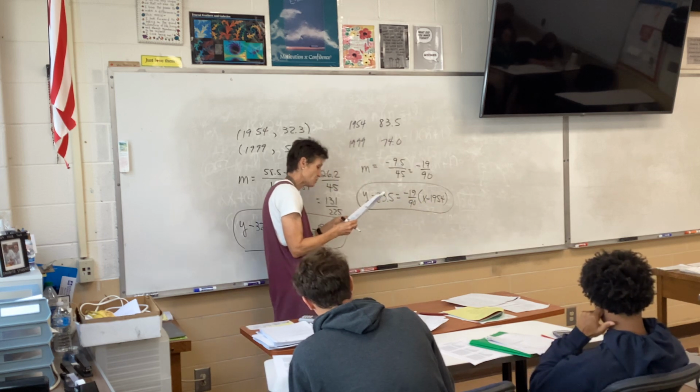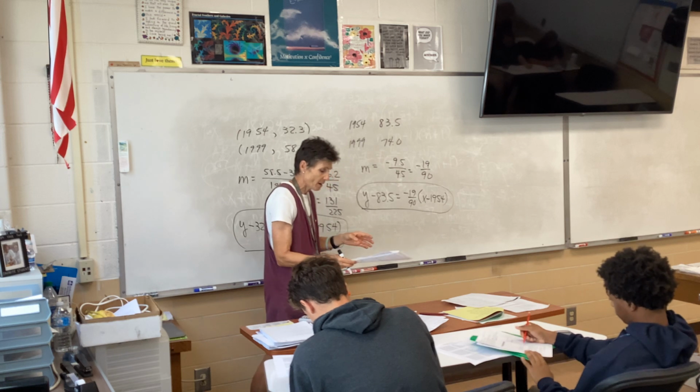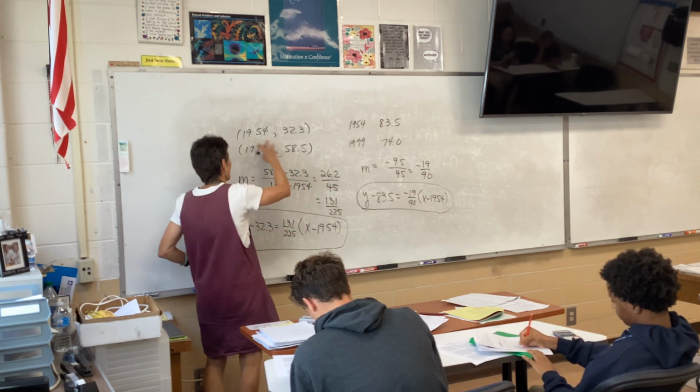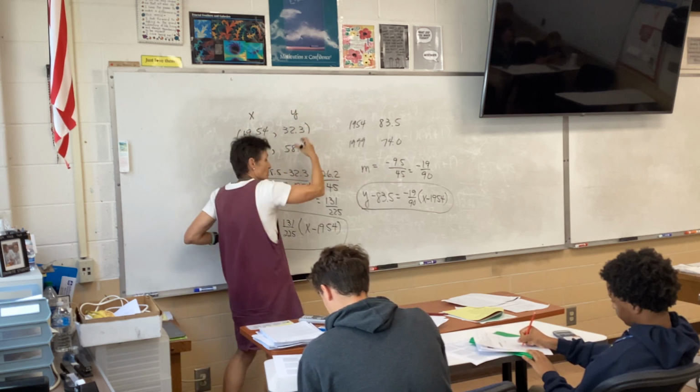Explain why the percentages cannot continue indefinitely to follow the linear models that you wrote. So what that means is in my ordered pairs, X was a year and Y was the percentage, right?